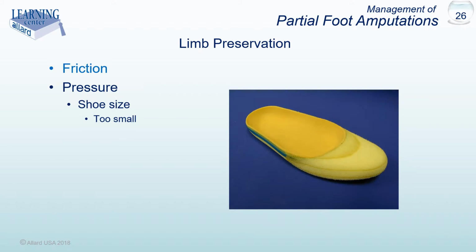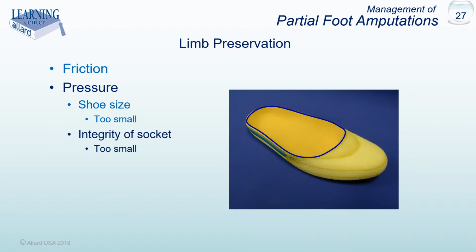To help manage pressure, make sure the shoe isn't sized too small so that it isn't putting constant pressure on the residual foot. If the socket itself is too small, resulting constant pressure can lead to tissue breakdown. It's important to check for changes in volume for the first few months to make sure the socket still fits.